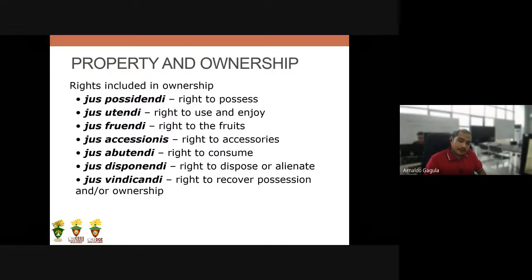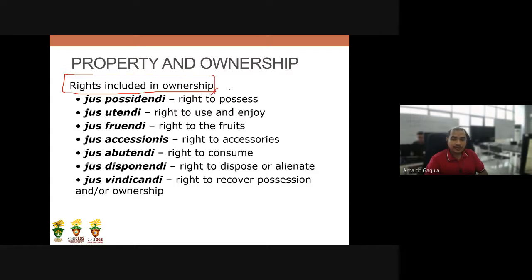So, these are the rights you can exercise over the specific property that you own. The term for this in law is the bundle of rights.